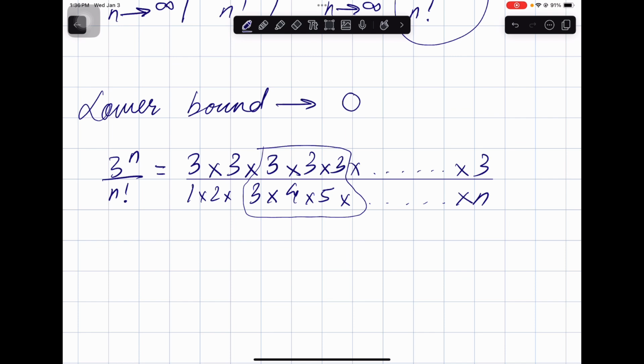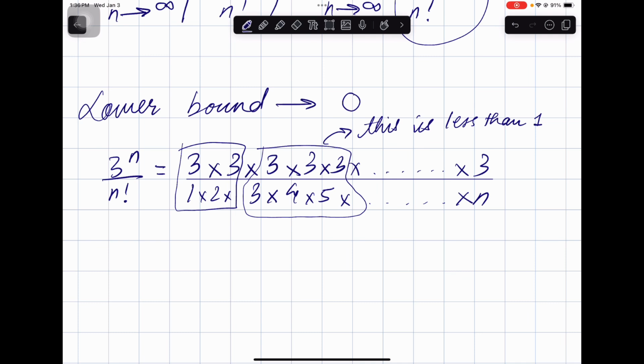Okay, so will the result of the multiplication be less than 1 or greater than 1? It'll obviously be less than 1, right? Because 3 cancels 3, and 3 times 3 is obviously less than 4 times 5. So we can say that this is less than 1. Now again, is this less than 1? It is less than 1, right? Because, or no, it is greater than 1.